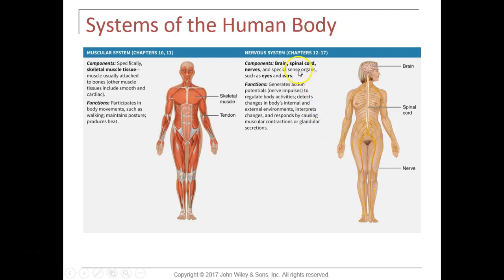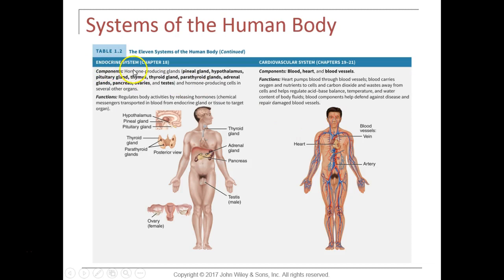The nervous system, which includes your brain and your spinal cord and all of the nerves that run through the body with their sensory organs that allow us to sense changes in our environment, the external environment and the internal environment. The endocrine system, which will be covered in AMP 2, contains all of the glands that produce hormones in the body. So we're just learning the basics about this now. We have a whole chapter on this later.